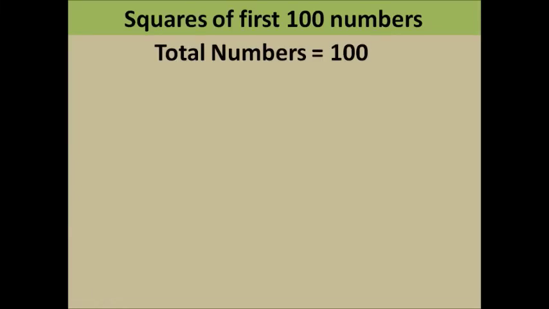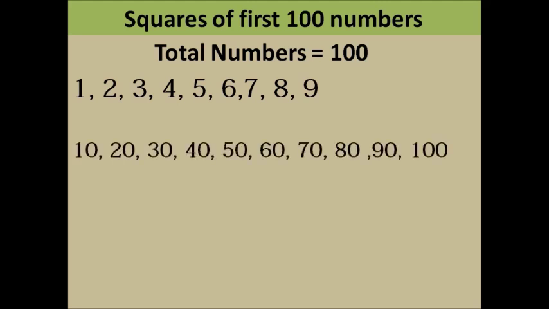So the total numbers from 1 to 100 are 100. Out of this, it is expected that you know the squares of the first 9 numbers: 1, 2, 3, 4, 5, 6, 7, 8, 9. So if you know the squares of these numbers, you must be knowing the squares of 10, 20, 30, 40, 50, 60, 70, 80, 90 and 100.